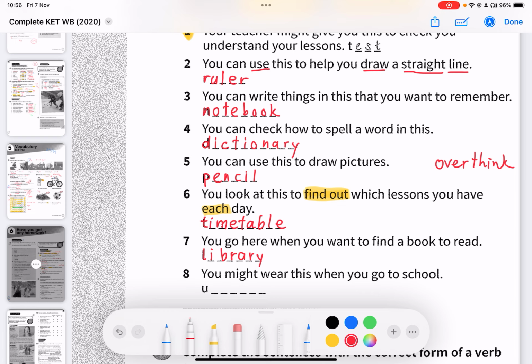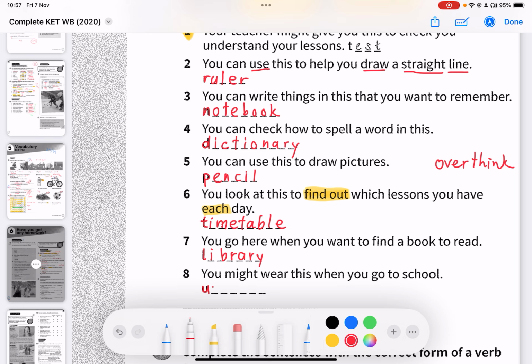Number 8. You might wear this when you go to school. Maybe in your school you have this, but some schools don't have this. So you might wear this when you go to school. It is something that everybody in your school has to wear, like the same clothes. What is that? Yes, uniform.